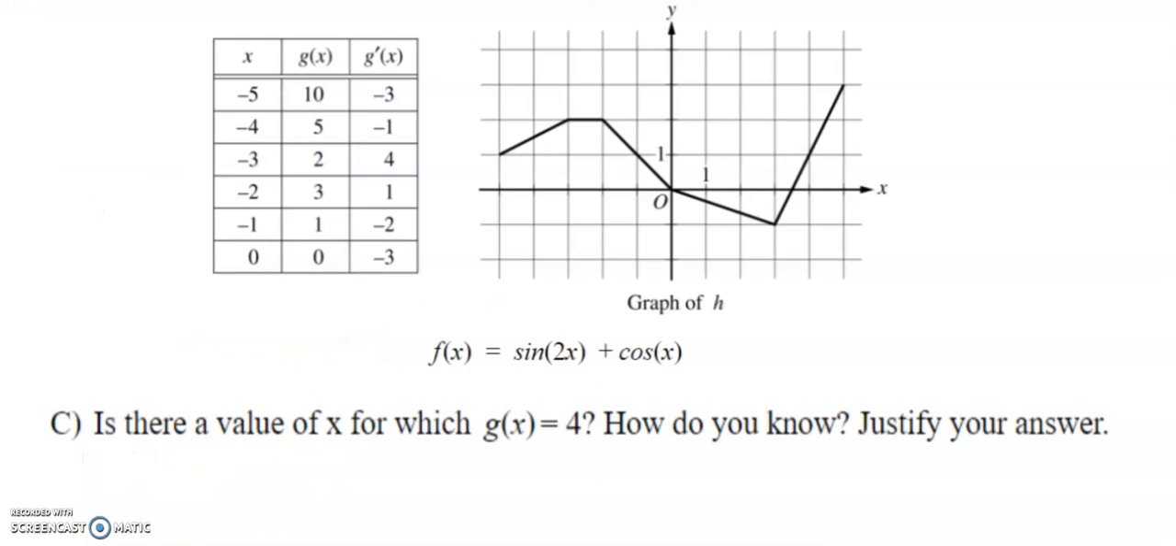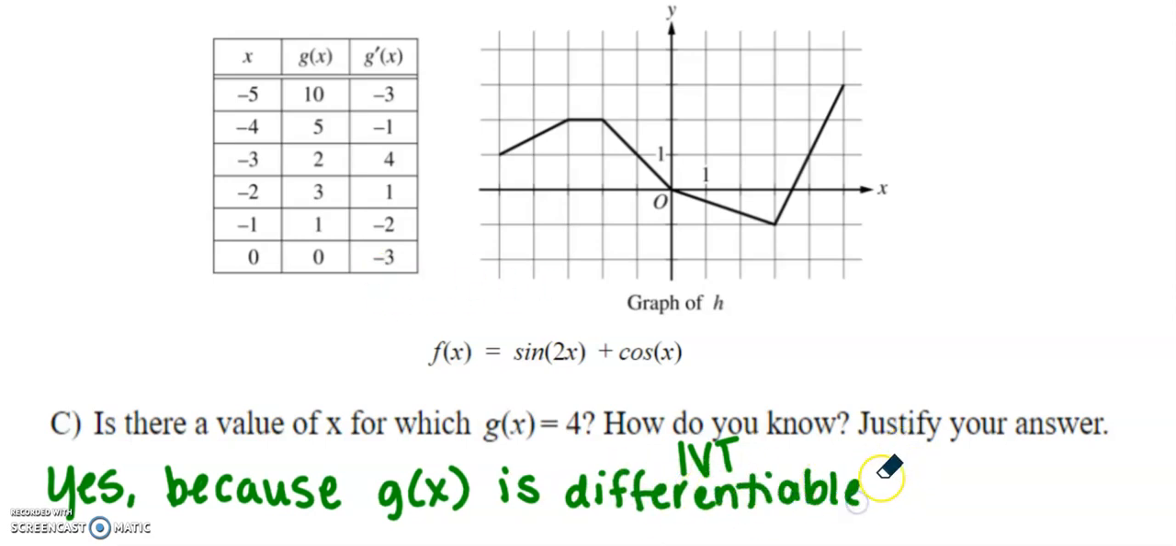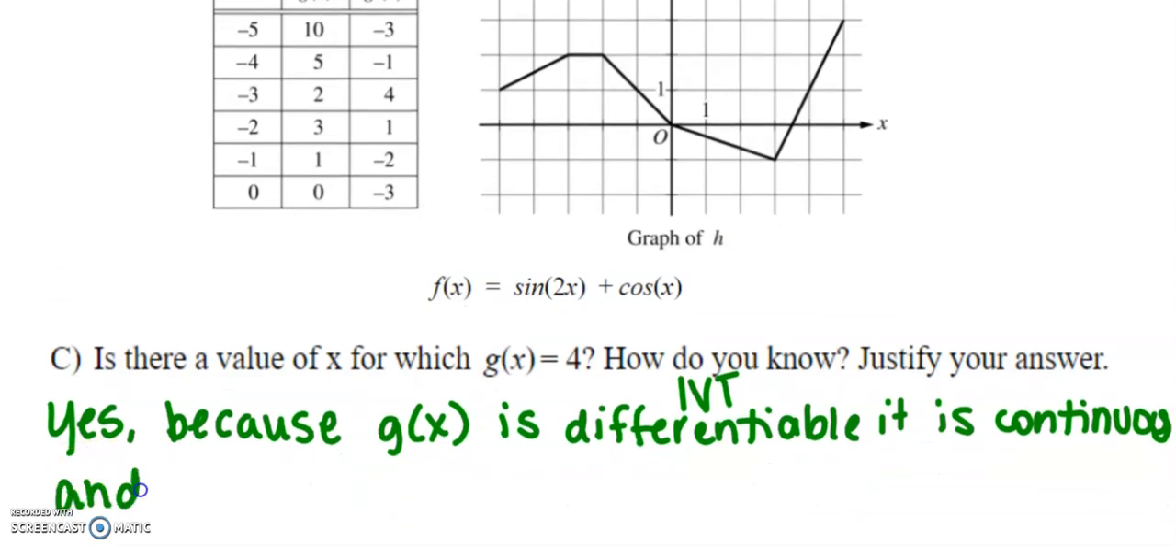Part C, is there a value of x for which g of x equals 4? How do you know? Justify your answer. So some of you had g of x equals 4. I think some of you had g of x equals 8. But the concept here is for sure going to be the IVT. So my answer would be yes, because g of x is differentiable, it is continuous, and 4 is somewhere in between.